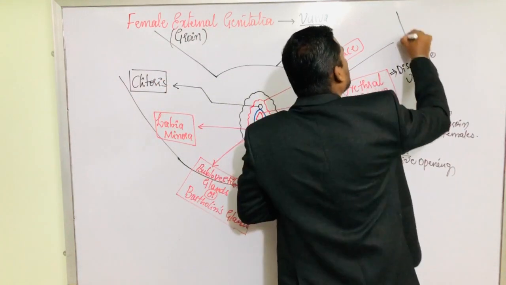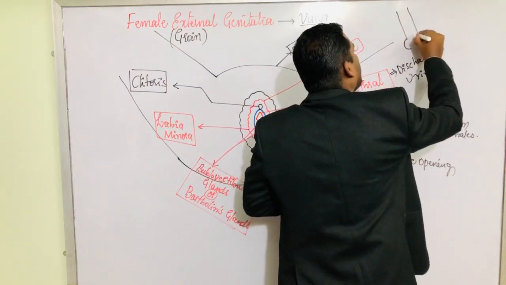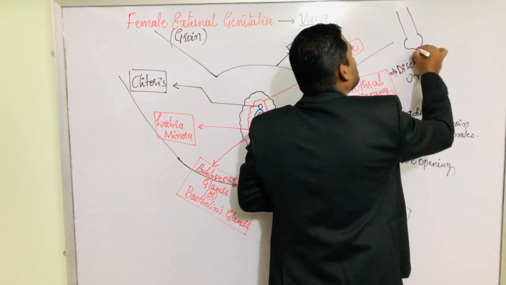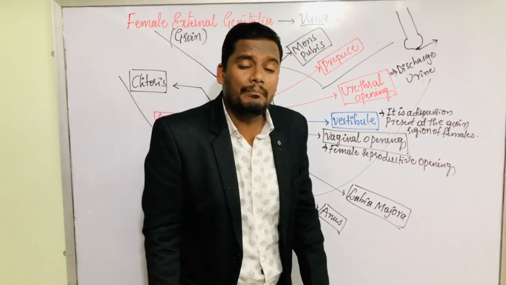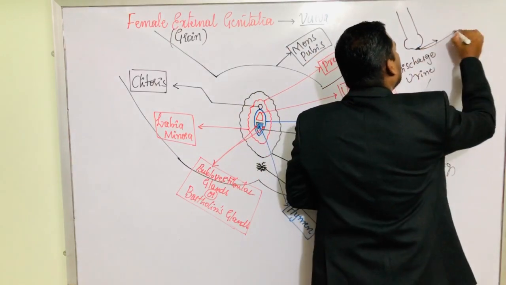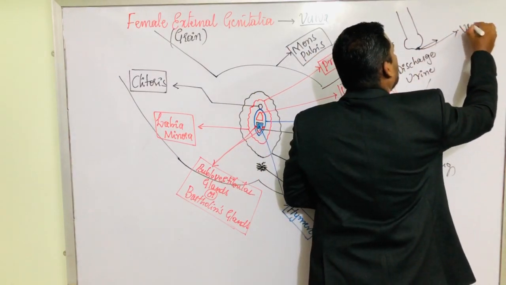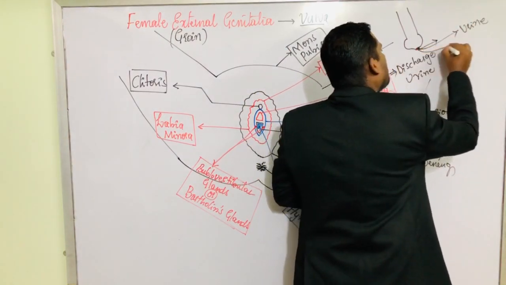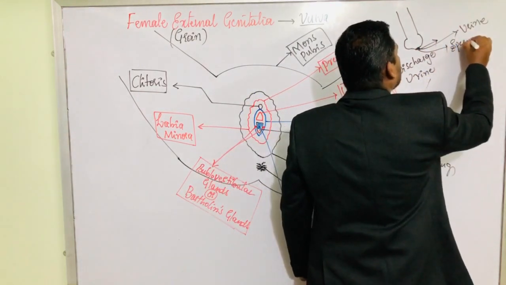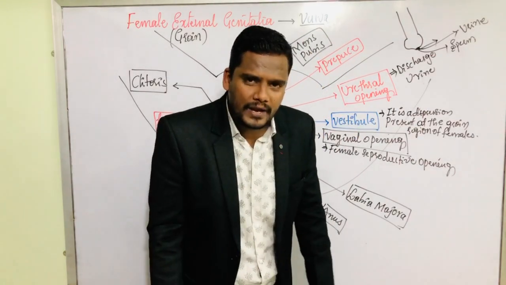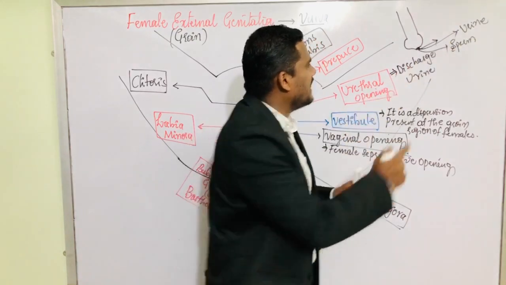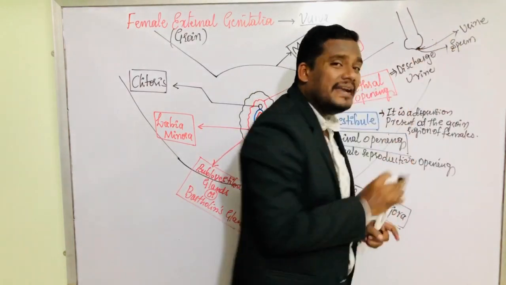in case of males, we have a common opening. We have a common opening at the penis. This opening is called the urethral meatus in males. Through this, the male person discharges urine, and through the same passage, the male can also discharge sperm. It is a common opening to discharge both urine as well as sperm. Hence, it is called the urethral meatus.